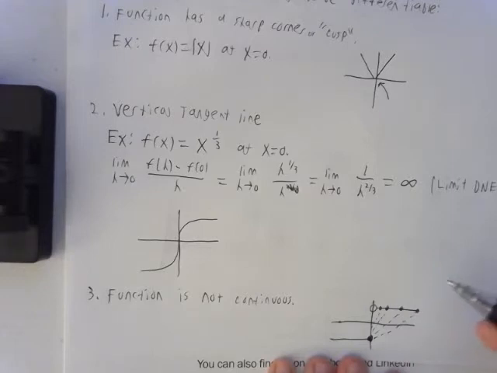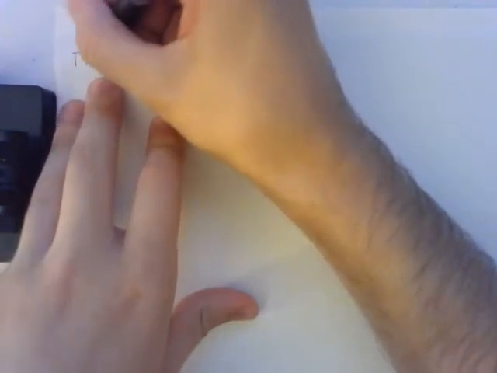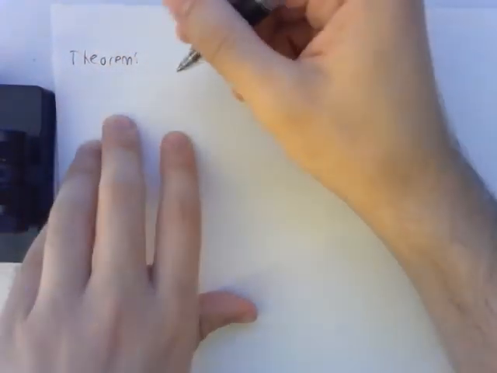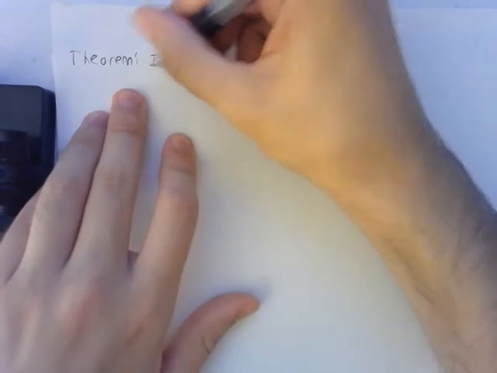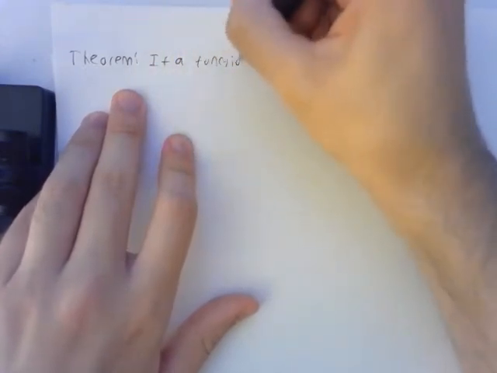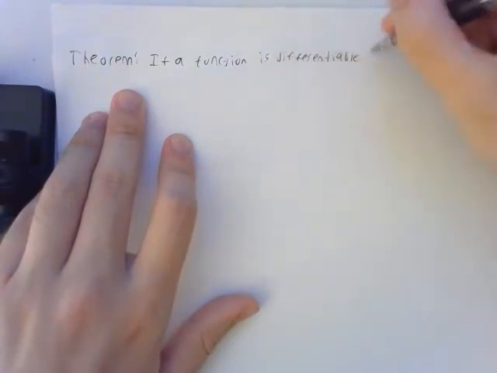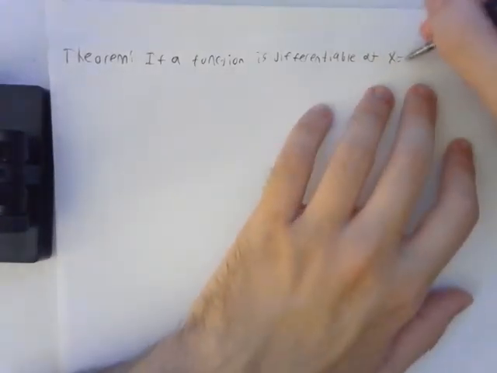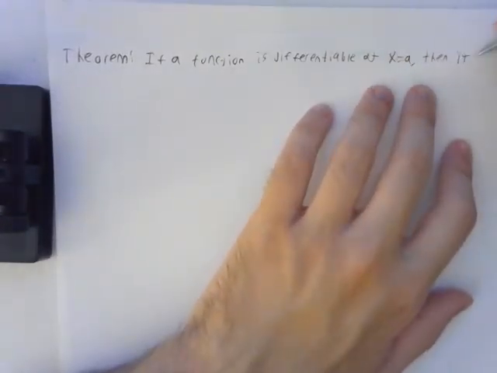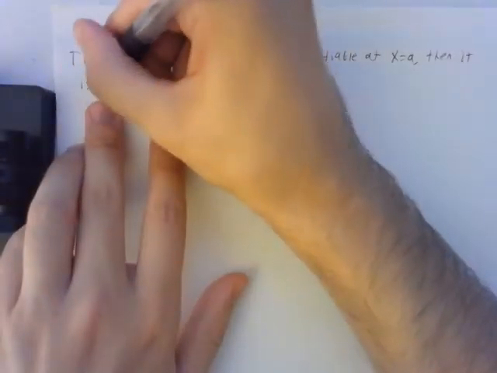So if the function is not continuous, then it's definitely not differentiable because of this problem. And that's actually an important result. So a theorem is that if a function is differentiable at some point x equals a, then it is automatically continuous at x equals a.